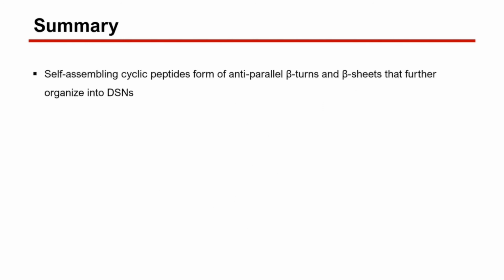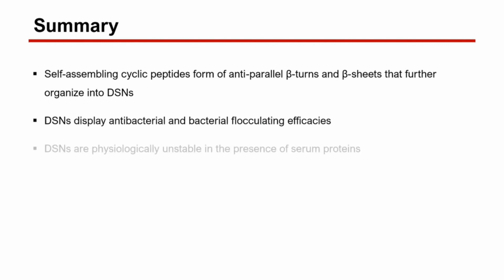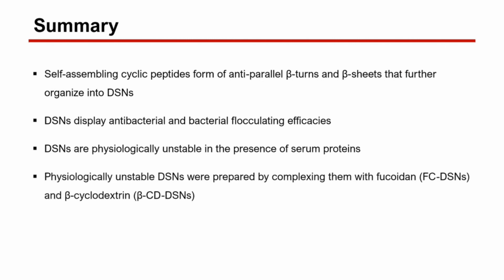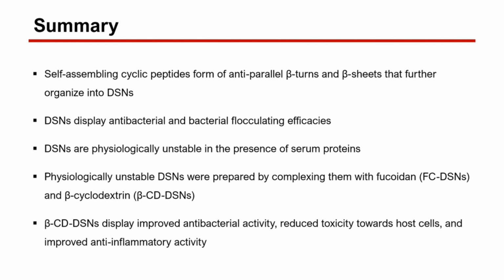So, in summary, we developed self-assembling cyclic peptides that formed anti-parallel beta turns and beta sheets and further organized into DSNs. They displayed antibacterial and bacterial flocculating efficacies, and although they were physiologically unstable in the presence of serum, they could be made physiologically stable by complexing them with fucoidan and beta-cyclodextrin. The beta-cyclodextrin DSNs also displayed improved antibacterial activity and improved immunomodulatory activity with reduced toxicity to host cells.